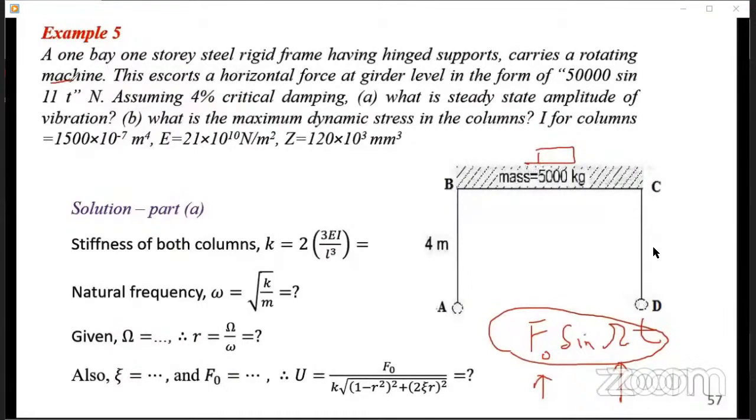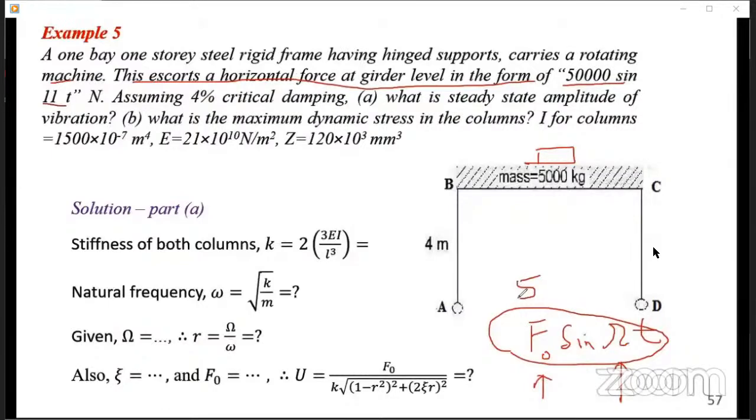The rotating machine. As a result of the rotating machine, there is a horizontal force at the girder level in the form of 50,000 sine 11t. Okay, so it's obvious that this is the forcing function which emanates from this rotating machine. And now you can write here, because I'm seeing, yeah, the answer is 11.